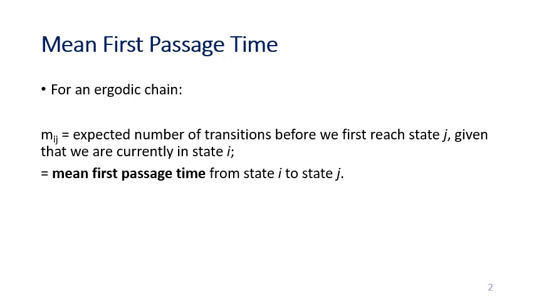Mij is defined as the expected number of transitions before we first reach state J, given that currently we are in state I. So we are in state I, and mean first passage time is how many steps later, on average, we will reach J for the first time. So that is why it is called mean first passage time.